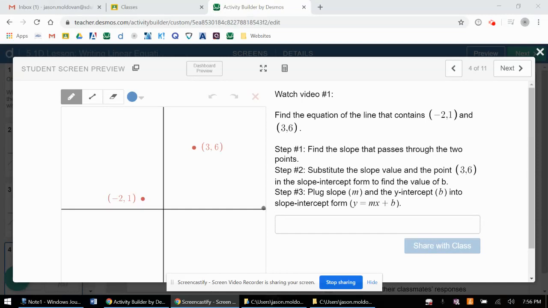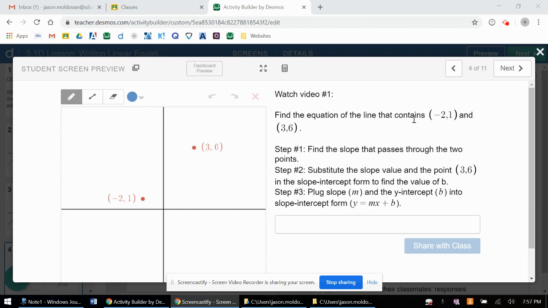This is the first video for the 5-1D lesson. The first few slides asked you to think about what you might need to write the equation of a line that passed through these 2 points. Notice that the graph does not have a grid there because we're not going to rely on the graph. We are going to have a visual aid here, but we're mainly going to do this without a graph.